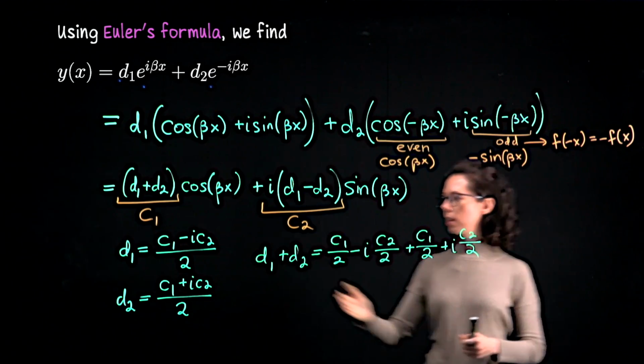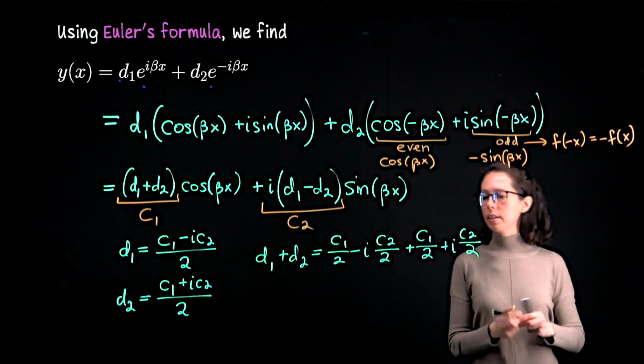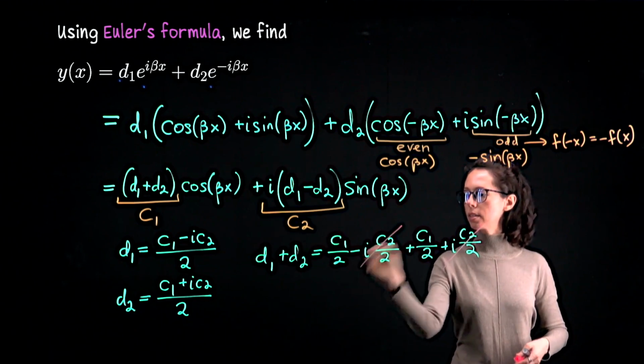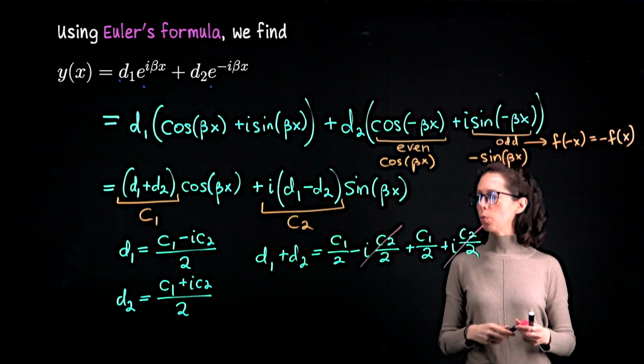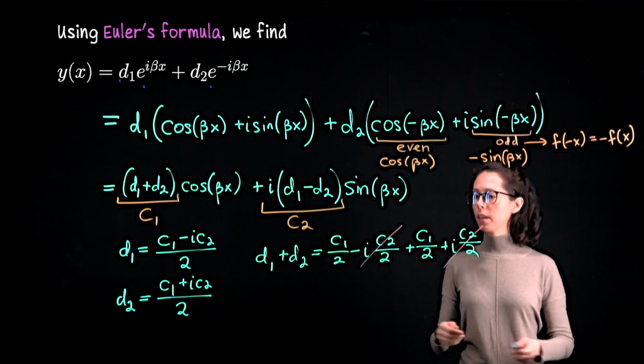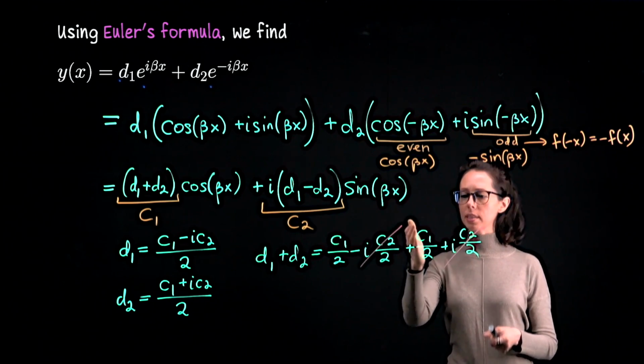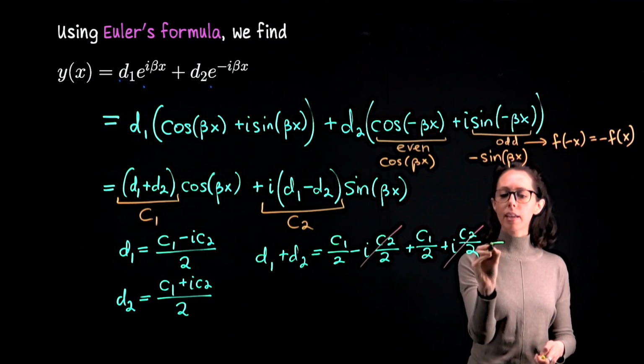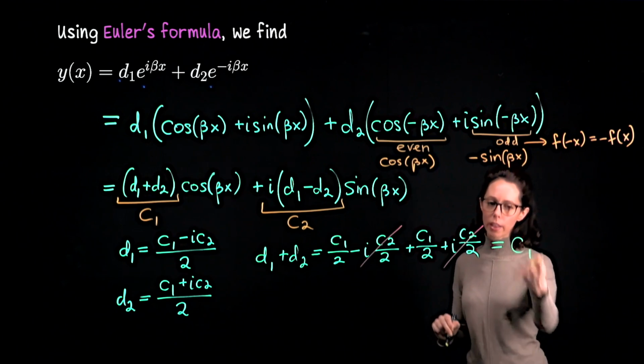Why we had the complex parts change sign. Now this cancels with that. And then you also see why we divided by 2. So I end up with c1 divided by 2 plus c1 divided by 2. And that does give us a coefficient, which we're calling a real number c1.